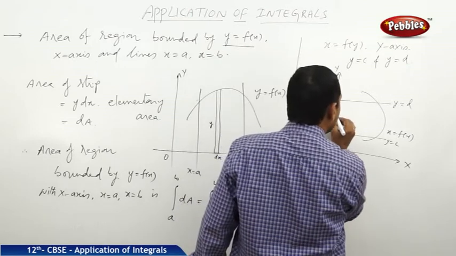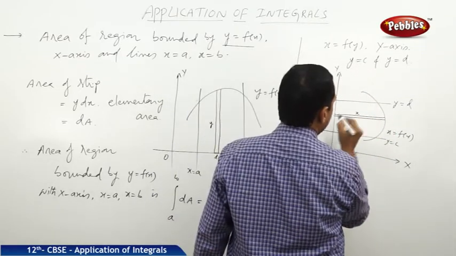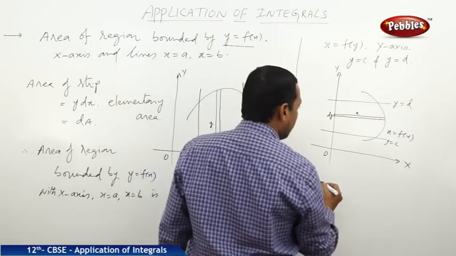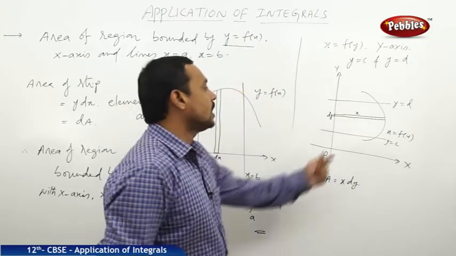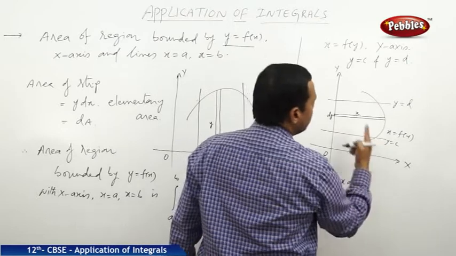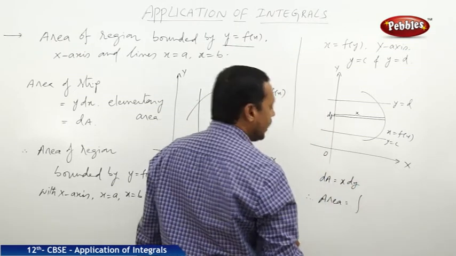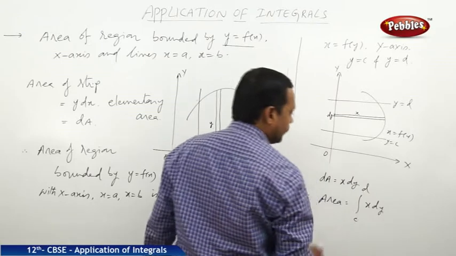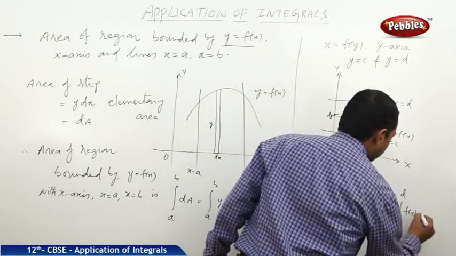Now here also we can consider a small strip, an arbitrary strip whose length is x units and width is dy. Then the area of this elementary strip or elementary area dA is equal to x into dy. Now the large number of these elementary areas gives rise to area of the region bounded by this curve with y-axis. Therefore, finally the area is given by integral x dy under the limits c to d, that is equal to integral c to d x dy, where x is equal to f of y.